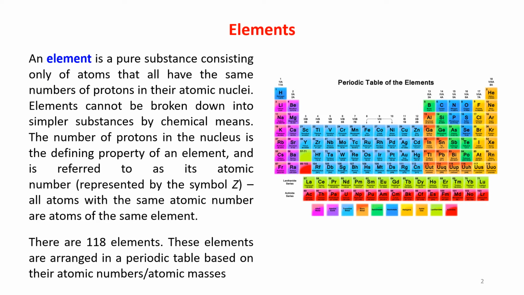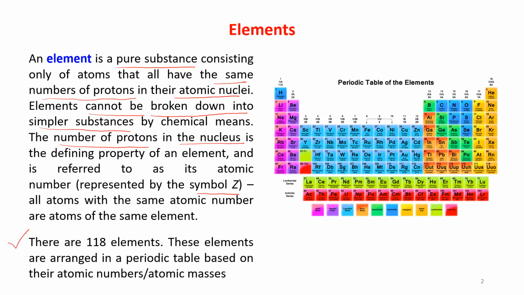Elements. What is an element? An element is a pure substance consisting of only atoms that all have the same number of protons in their atomic nuclei. Elements cannot be broken down into simpler substances by any chemical means. The number of protons in the nucleus is the defining property of an element and is referred to as its atomic number, which is represented by the symbol Z.